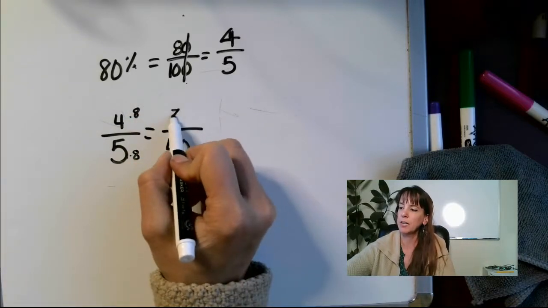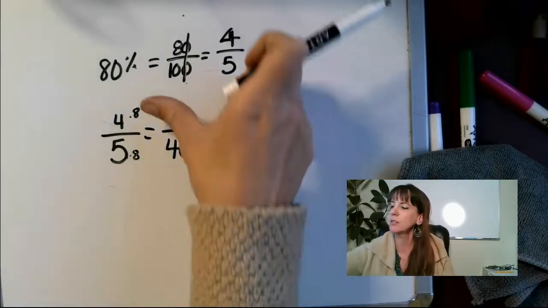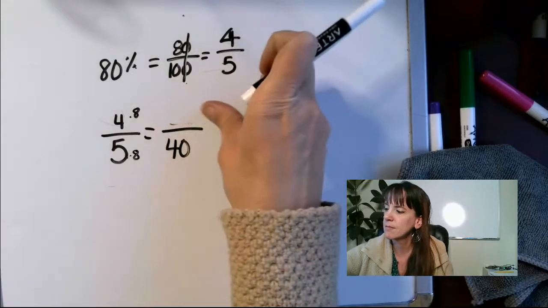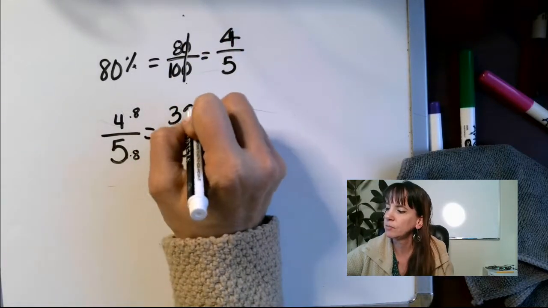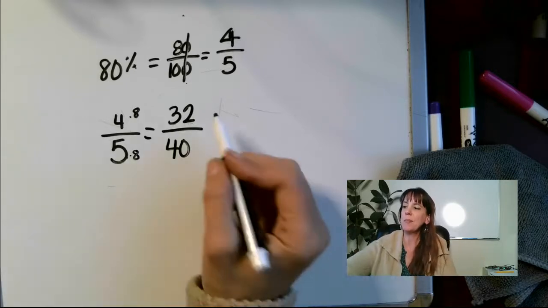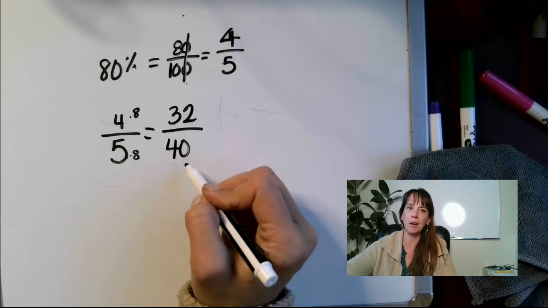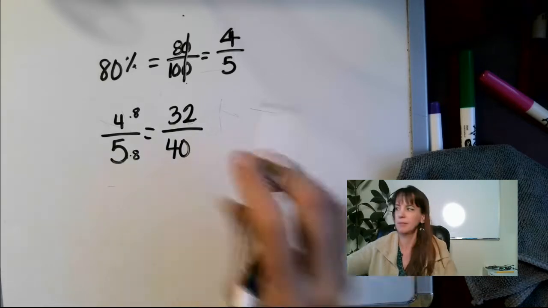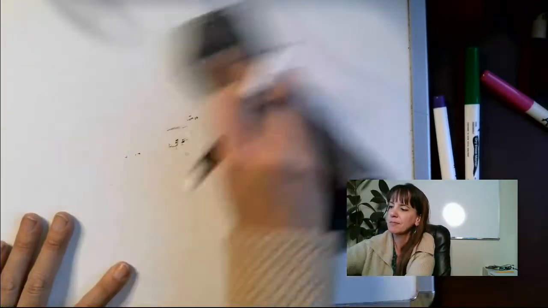We get 32. I don't know why I said 36. All right, so any questions? So that means she got 32 out of 40 questions correct.